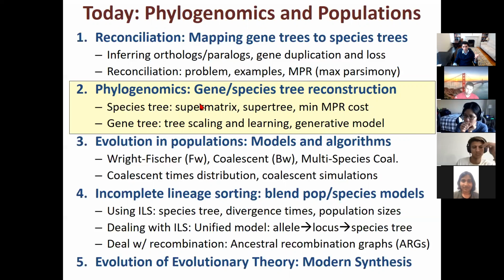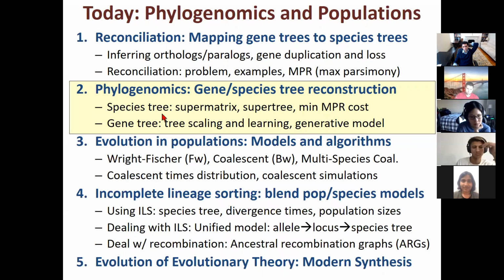What we would love to do now is see how we can leverage the genome-wide nature of these trees to get into phylogenomics. And again, omics means the entire genome at a time. So phylogenomics means phylogeny, but at the level of entire genomes. So let's look at gene tree and species tree reconstruction in the context of phylogenomics.